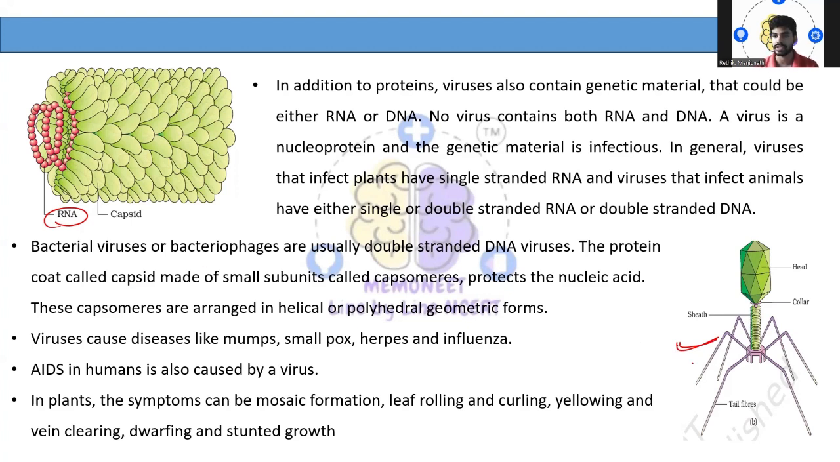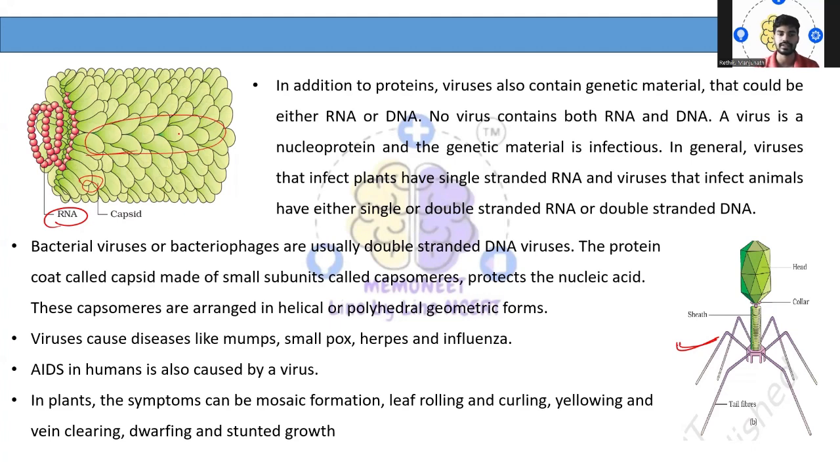So there will be a protein coat which is called the capsid, made up of smaller subunits called capsomeres, which protect the nucleic acid present in the virus. Then these capsomeres are arranged in a helical or polyhedral geometric form that you can see here. So in this way, they are arranged.